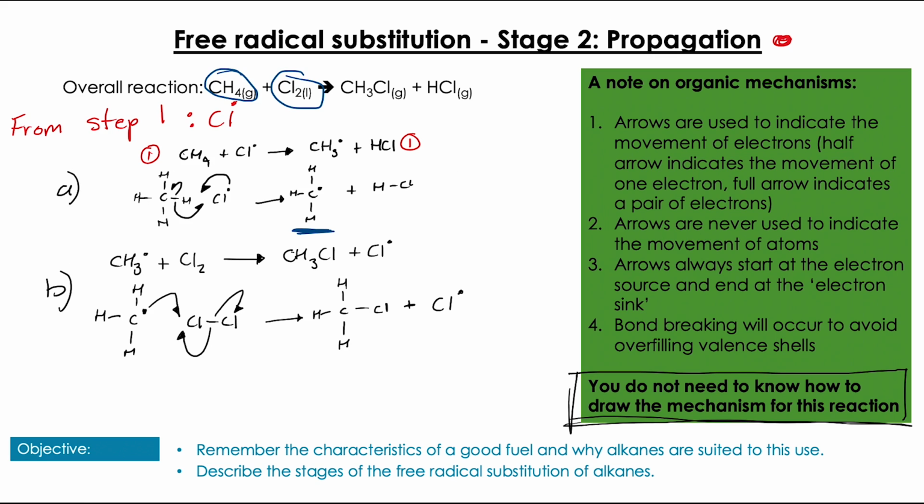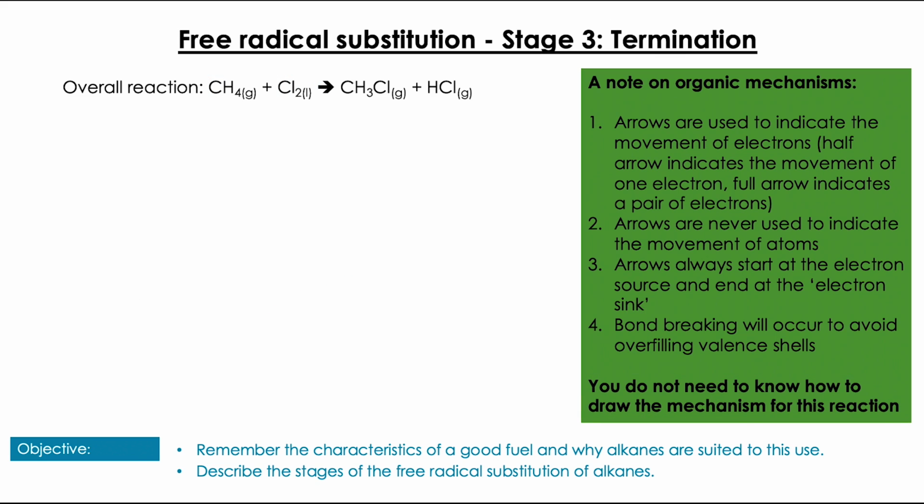Indeed, products made in the termination step may also come back and be used in propagation. So there are actually further reactions that can happen that we're not including here. So let's have a look at some termination reactions. Well, you guessed it, now we're going to end up with no radicals.